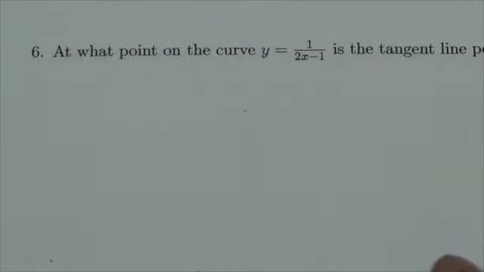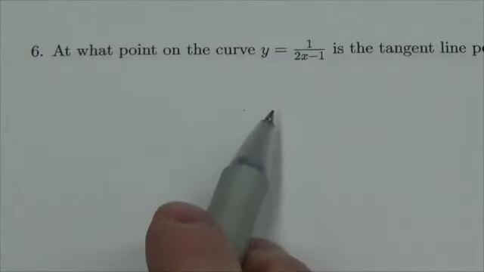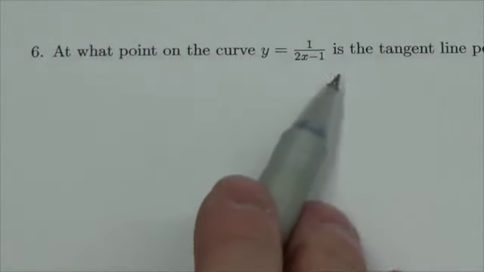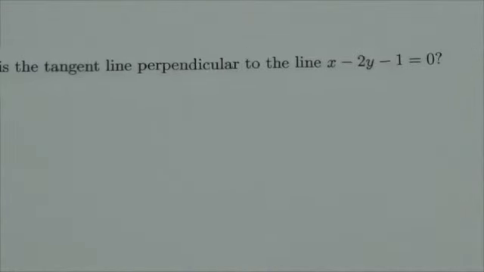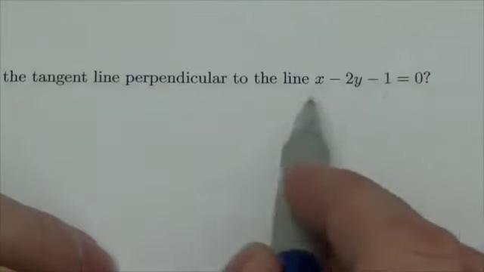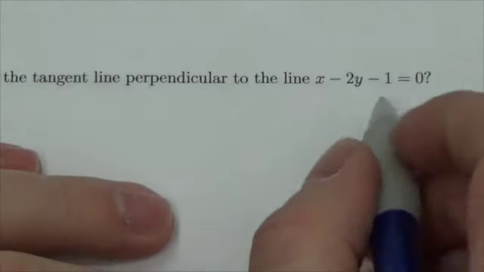This is question 6. At what point on the curve 1 over 2x minus 1 is the tangent line perpendicular to the given line right here? Well, I've got to know what's going on here first. So I need to know what the slope is.